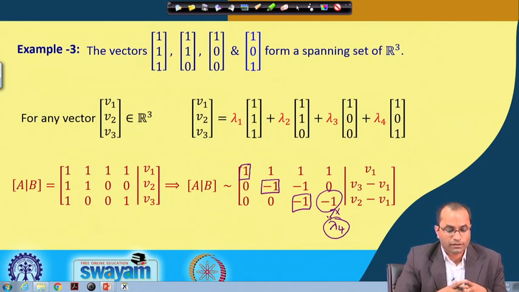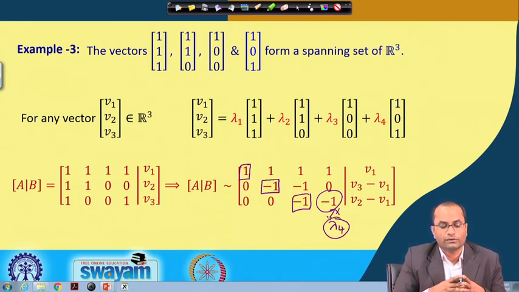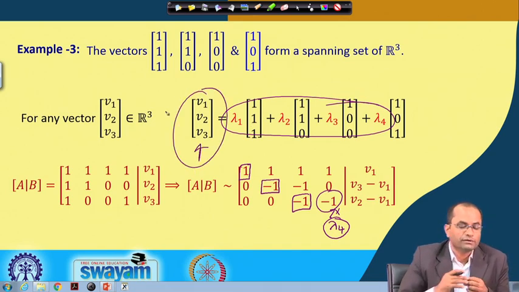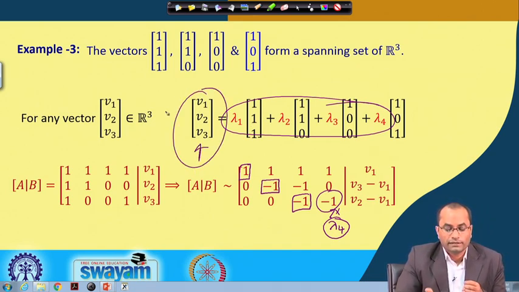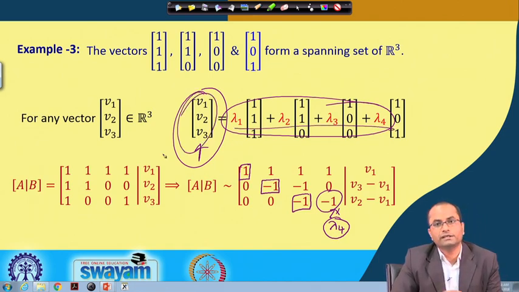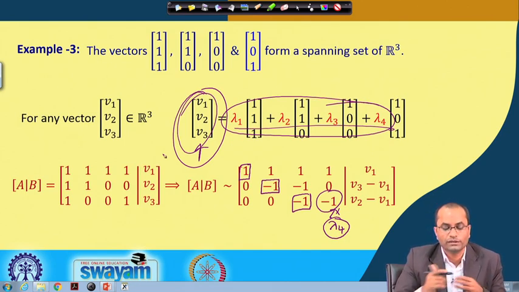So what do we get now? The answer to this question is that we do have such lambdas which will add up to this v1, v2, v3, and indeed in this case we have many choices for these lambdas to give this v1, v2, v3. In fact, it is not unique now. This representation is not unique.